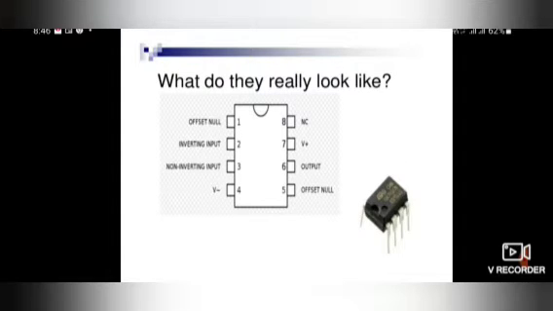This is the actual representation of the operational amplifier. Pin 1 is the offset null, pin 2 is the inverting input, and pin 3 is the non-inverting input, and 4 is the minus V supply, and 5 is offset null, 6 is the output voltage, 7 is the plus V, and 8 is no connection.